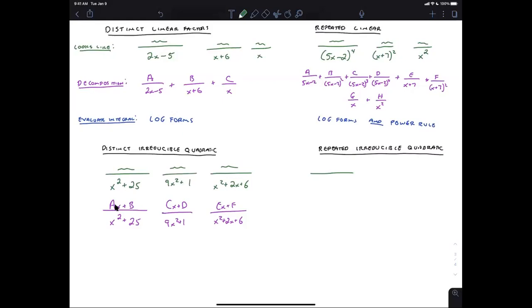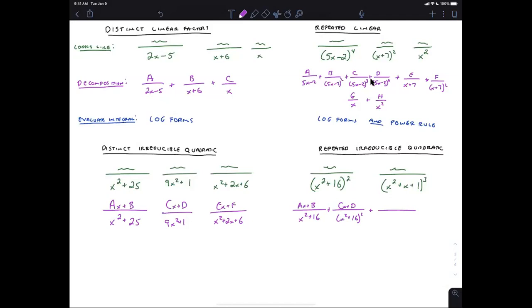That's when you have like x squared plus 16 squared, or x squared plus x plus 1 to the third. So you have an irreducible quadratic, but it's there more than once. So here it's there twice, here it's there 3 times. We're going to deal with it the same way we dealt with repeated linear. Each power underneath it gets its own fraction. And so when we do the decomposition, we're going to get ax plus b over x squared plus 16 to the first, and we're going to get cx plus d over x squared plus 16 squared.